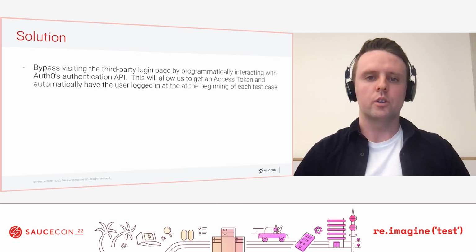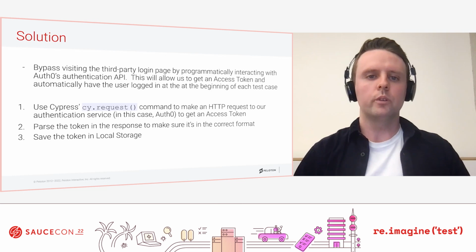Instead of the naive approach, we will bypass visiting the third-party login page altogether by programmatically interacting with Auth0's Authentication API. This will allow us to get an access token and automatically have the user logged in at the beginning of each test case. To do this, we will use Cypress's request command to make an HTTP request to our authentication service, in this case it's Auth0, to get an access token. Then we will parse the token in the response to make sure it's in the correct format. And finally, we will save the token in local storage.